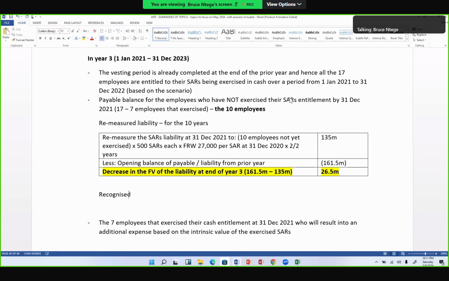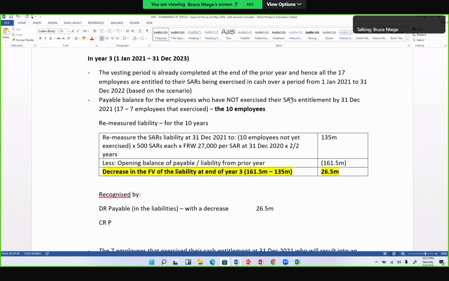And that is 26.5 million. It has gone down, while the corresponding credit now is always the P&L. So your share-based expense is a reduction. So we have a share-based expense credit, which has gone down by that change in the fair value of the liability.